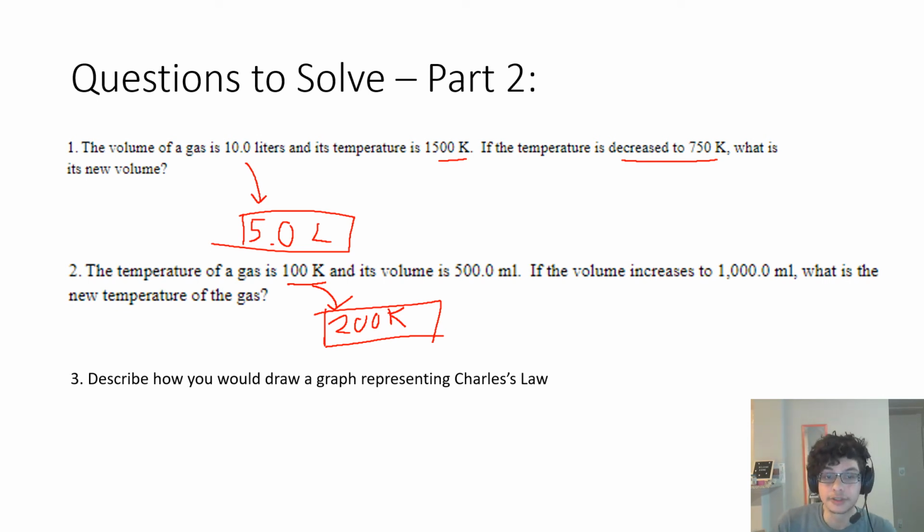Finally, describe how you would draw a graph representing Charles's law. Well, if one variable goes up, I know the other variable goes up. So generally temperature is the one we can control. So I would put temperature as our x-axis and then volume as our y-axis. And we know that as one goes up, the other goes up. So you can just draw a straight line going to the upper right. And that's how you draw that graph.